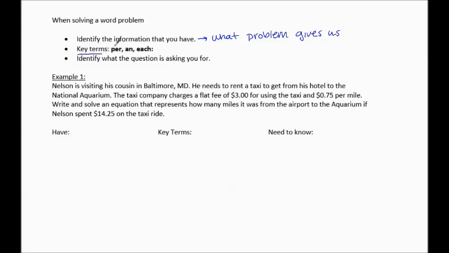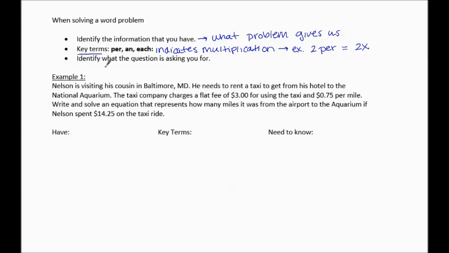For example, we may see the words per and each come up, and what that usually indicates is multiplication. For example, if you see 2 per, it usually means 2x. So that's something we want to look out for. These are a few of the key terms we may see, and they typically indicate multiplication. So if you see something like 2 per, or 2 each, 2 for each, we want to think that that would mean 2x, multiplication.